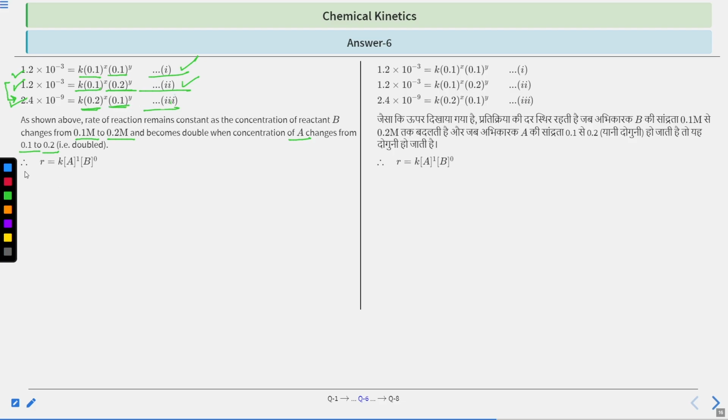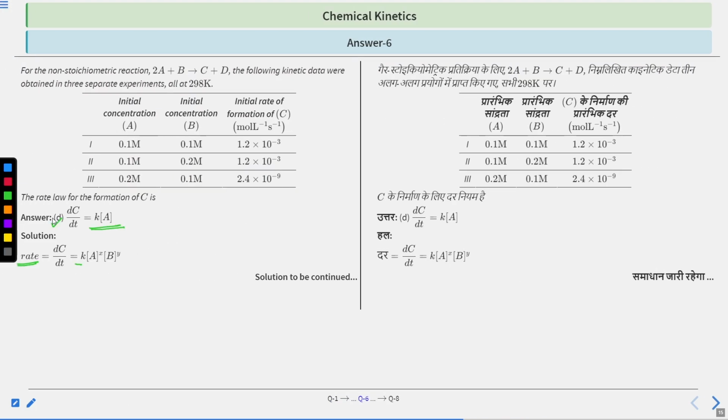So therefore you can write that R is equal to K times A concentration power 1, B concentration power 0, because it does not depend on the concentration of B. And thus our option D is the correct answer.